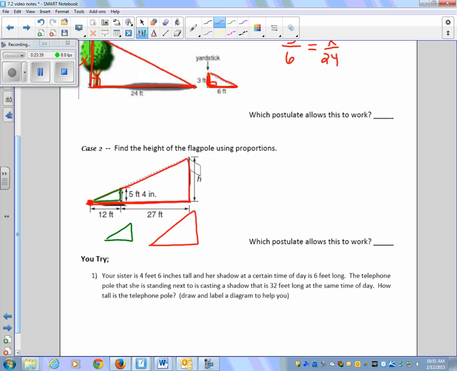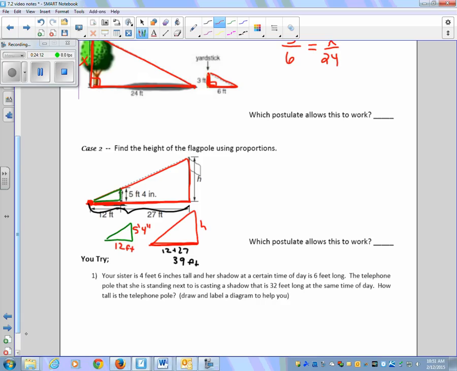So here we have the height of the flagpole, and here our height is 5 feet, oops, 5 feet 4 inches. Then my shadow is 12 feet. And the shadow of the flagpole, look at this, you have to make sure it's the whole thing: 12 plus 27, which is 39 feet.